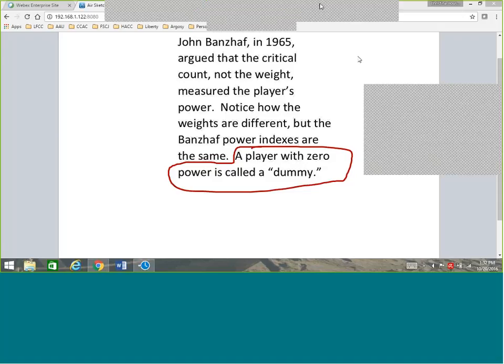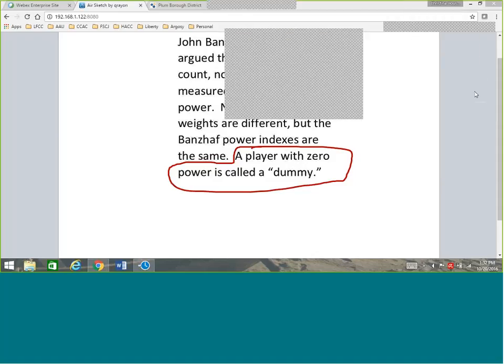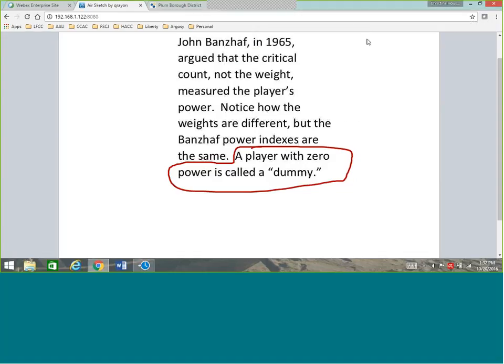So before we move on, I'm going to check the chat box and the question and answer box to see if there are any questions here. I don't see any questions. So I'm going to continue on.